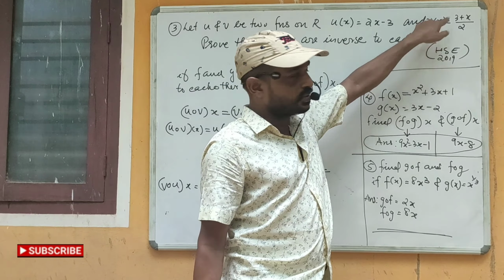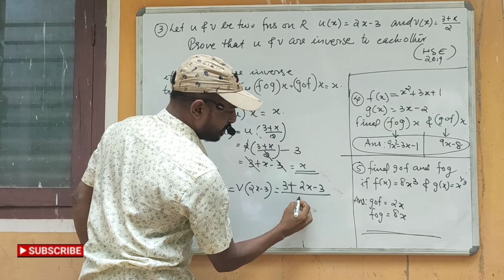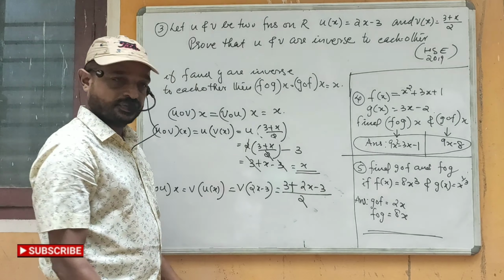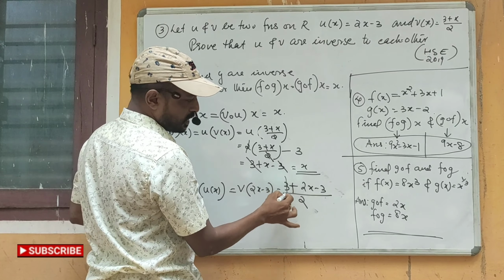So you will get 3 plus x whole by 2. 3 plus x whole by 2 is the function. For x you will have to write 2x minus 3. So 2x minus 3 divided by 2 is written as it is. So we can cancel this plus 3 and minus 3. So we are left with 2x in the numerator and 2x by 2, that is equal to x.